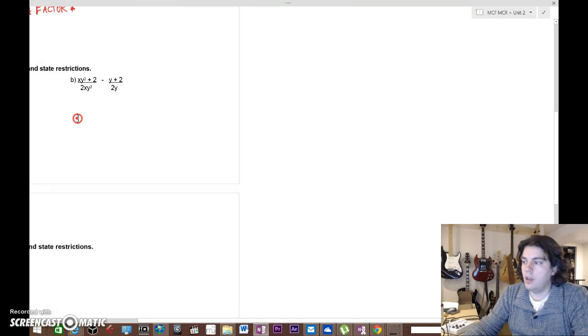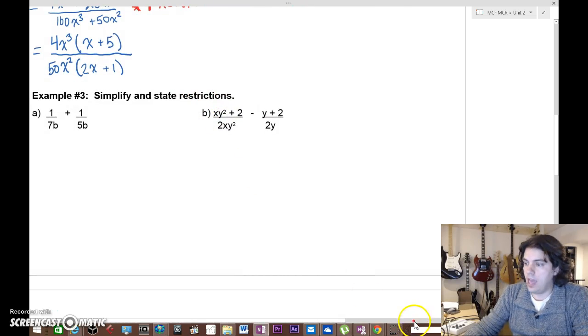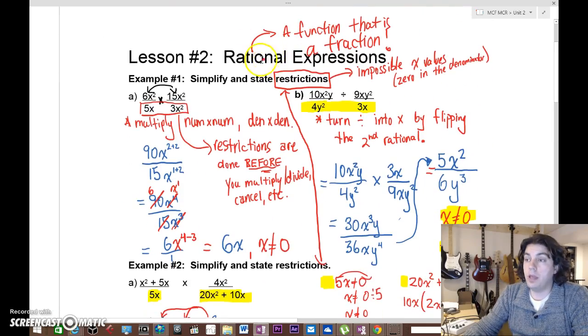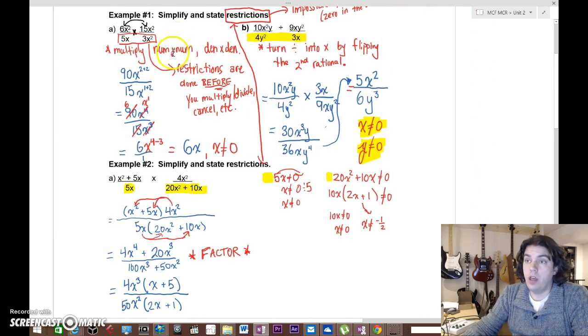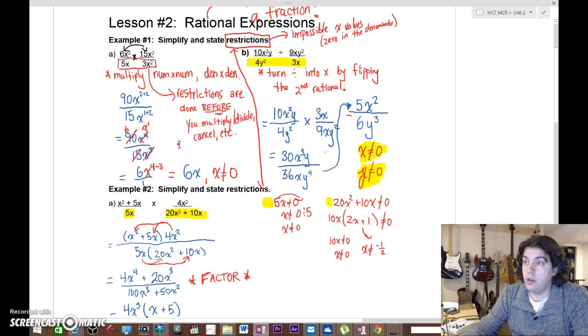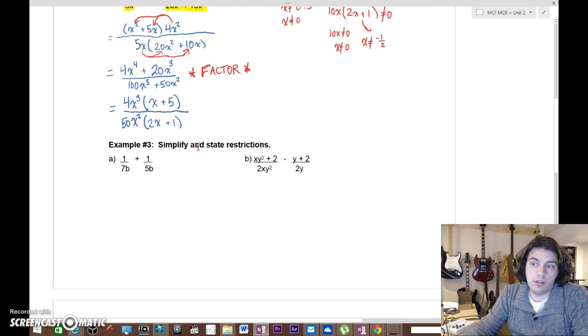All right, hey guys. When we last left off yesterday, we had looked at multiplying and dividing rational expressions. Example 1, in parts A and B, had us multiplying them, simplifying and stating the restrictions. Part B had us dividing, and example 2 had us multiplying where there were slightly more complex terms.